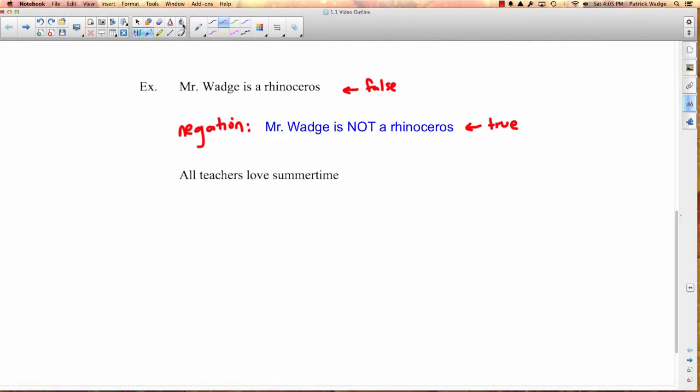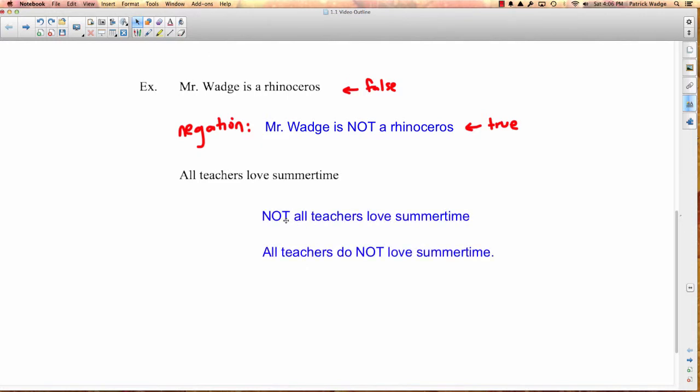So what's the negation of this? All right, well, this is actually difficult. There's two possibilities I think most people come up with. They either think not all teachers love summertime, or they think all teachers do not love summertime. This gets confusing, doesn't it? Some of you are probably thinking, well, it's pretty much the same thing, but it's not. This is the negation. This is the correct answer here. Not all teachers love summertime. This one's saying all teachers love summertime. This one's saying not all teachers love summertime.